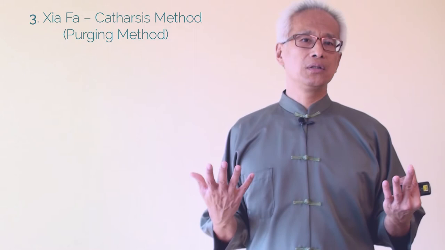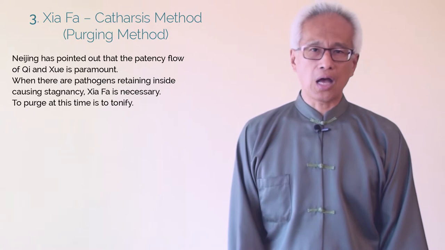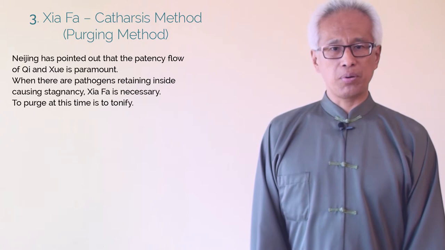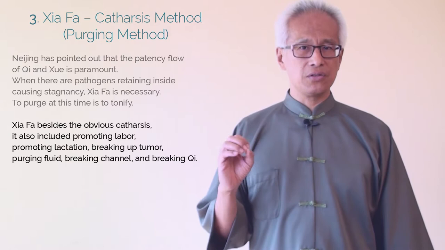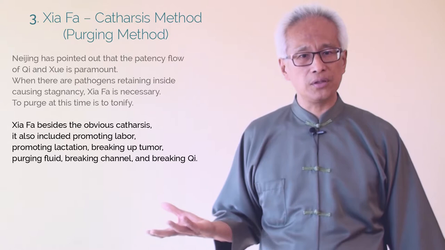Now let's go to xiafa, the catharsis method or the purging method. The Neijing has pointed out that the patency flow of qi and blood is absolutely paramount. When there are pathogens retained inside, causing stagnancy, we need to do purgation. And to purge at this time, when there's stagnancy, is actually tonifying. You're restoring the body's function. So xiafa, besides the obvious purging, can also be used to promote labor, promote lactation, break up tumors, purge fluid, break up channels, and break up qi.